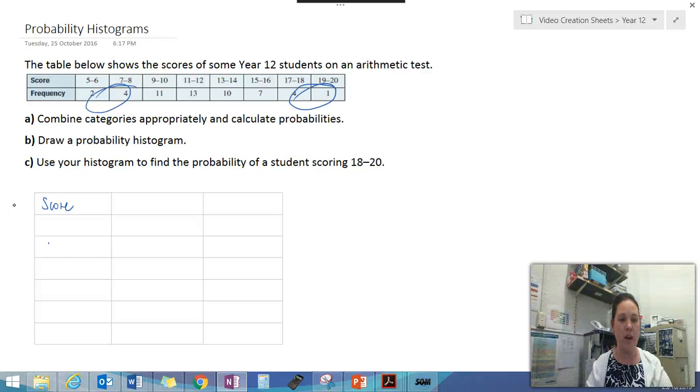So to do that, our first class is going to be 5 to 8, and then we're going to have 9 to 10, 11 to 12, 13 to 14, 15 to 16, and then 17 to 20. Okay, and then we're going to carry our frequencies over. So we're going to fill in that part of the table there. So it won't be 2 because that was for the first one. So it's actually going to be 6.